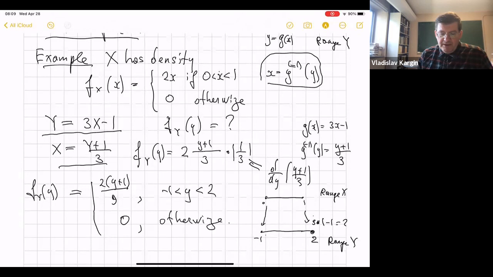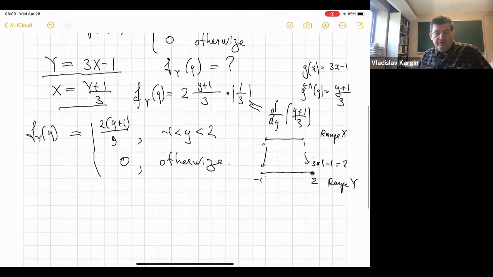So this is very simple. It's much simpler when we're using the cumulative distribution functions. Okay, so this is the first example. Example 2 is an example with a little bit more complicated function and a little bit more complicated density.